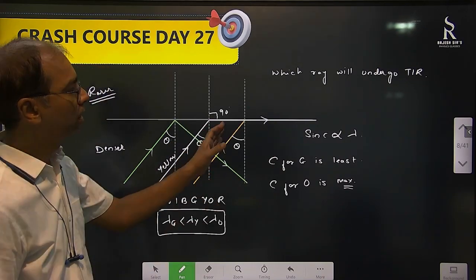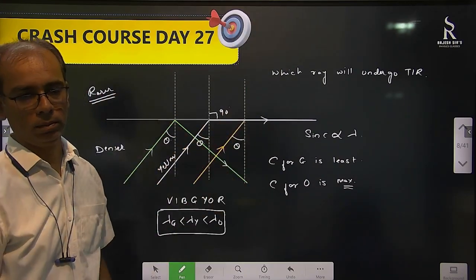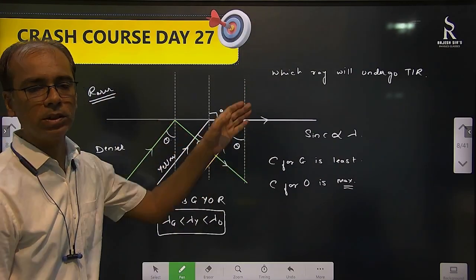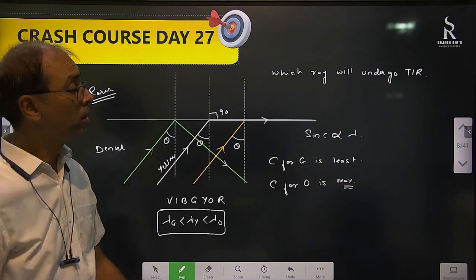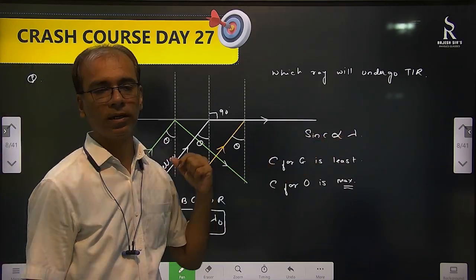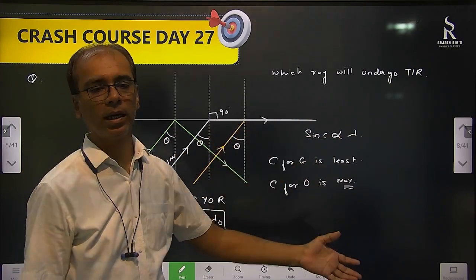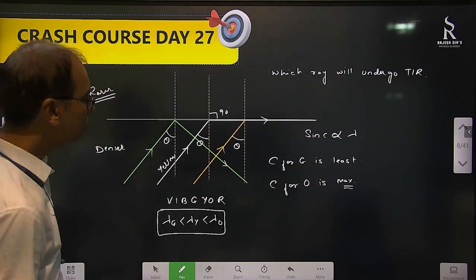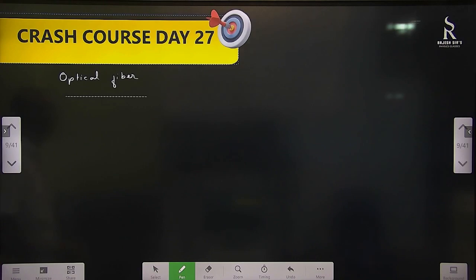Whereas orange color may be going out. Green will be inside only, orange will still be going out. So sin C is proportional to lambda. Lambda is less means C is less. C is less means TIR is happening sooner. Okay, let's move forward then.